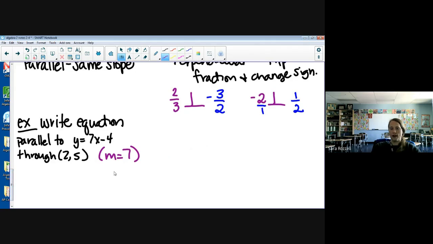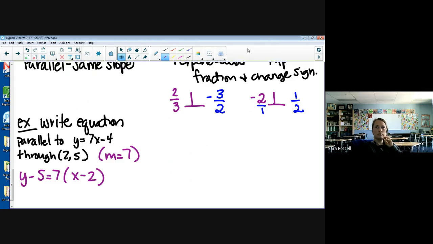So really quickly, just write this in point slope form. You don't have to show me. I just want you to write it really quick. M of 7 going through 2, 5. Do your point slope form. Okay, so everybody should have gotten y minus 5 equals 7 times x minus 2. Thumbs up if that's what we got.